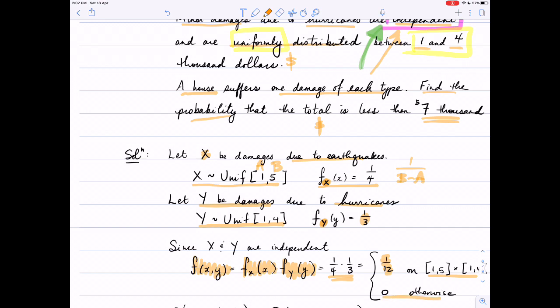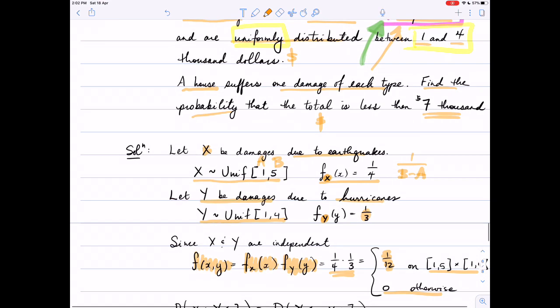otherwise. So when you are told that variables are independent, you have options open to you. You can work with them, and in particular, you can multiply their marginal densities to get the joint density. So that is the first step. Now we want to know what is the probability that the total damage is less than $7,000.